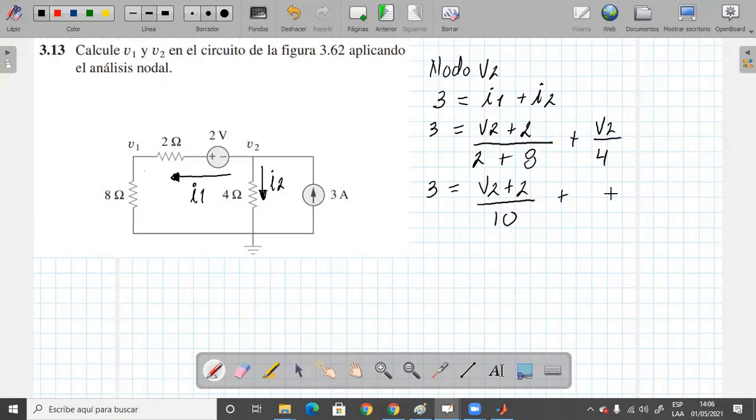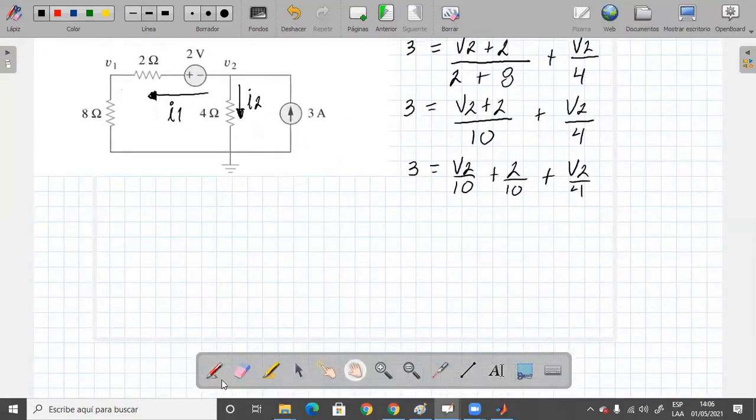Plus V2 over 4. Well, so far so good. I keep going. I'm going to have 3 equal to V2 over 10 plus 2 over 10, separating this, plus V2 over 4. If I add V2 over 10 plus V2 over 4, this is going to give me 7 over 20 V2.